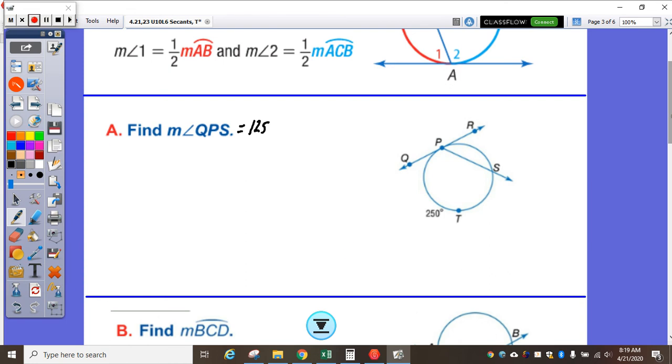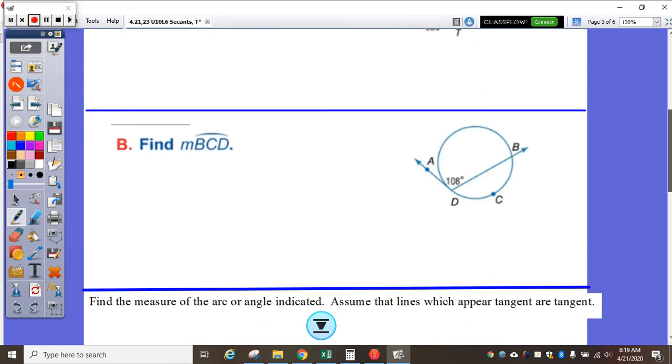All right. If we look here, BCD, I want to know what BCD is. Well, I don't have an angle here. That's going to be a problem. So let's go ahead and find this arc. All right. So this arc right here, let's move this a little bit closer.